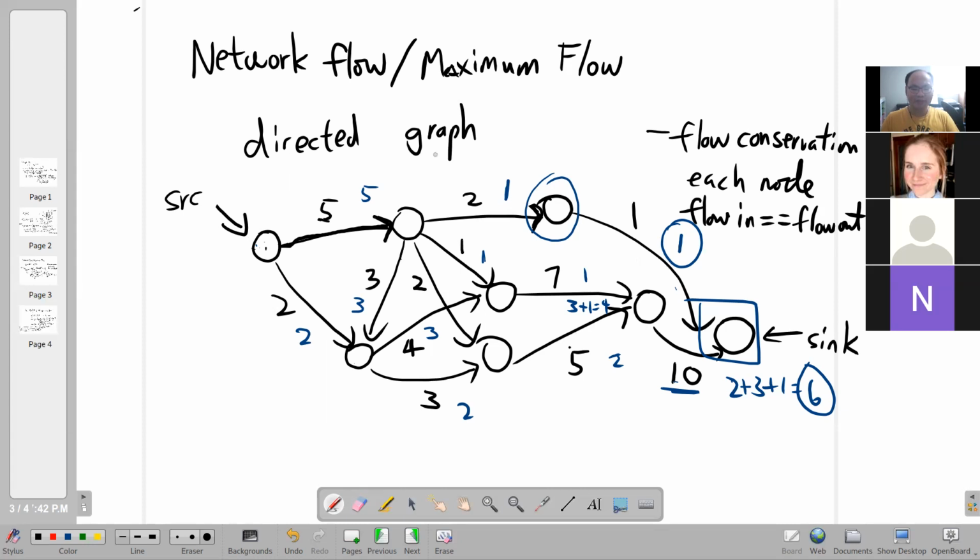Okay? Does that make sense? I'm not talking to you about how to solve this problem at all. I'm just saying this is what a network flow problem is. Does that make sense? Yeah, the concept makes sense, yeah.